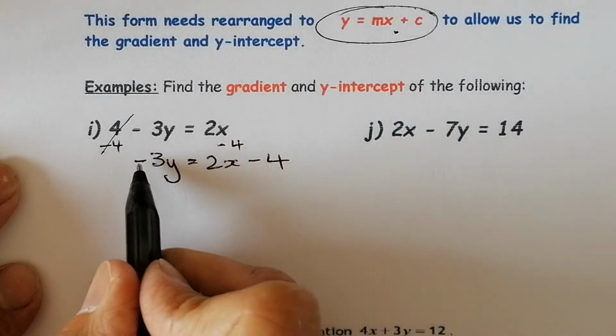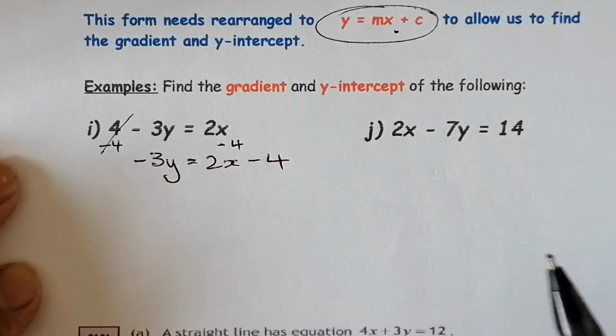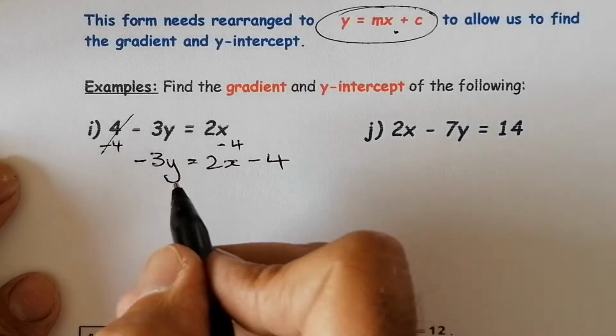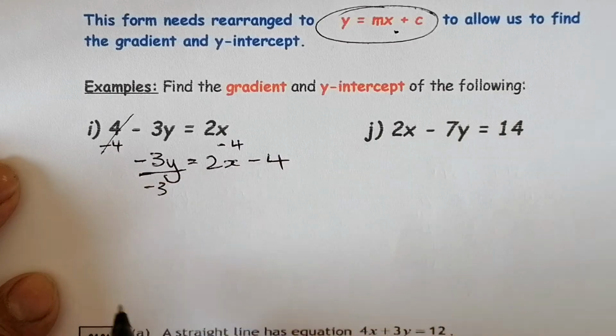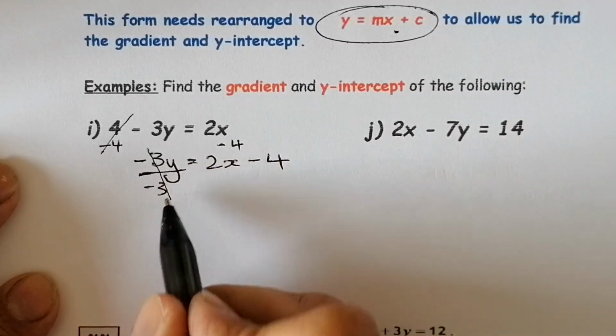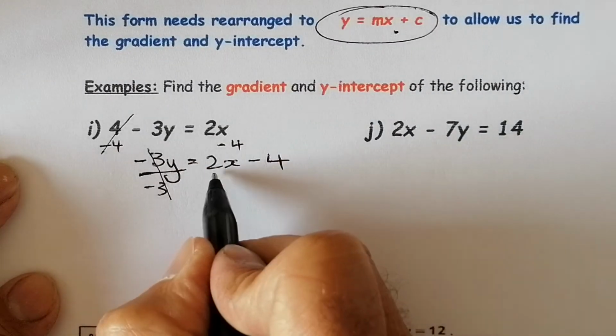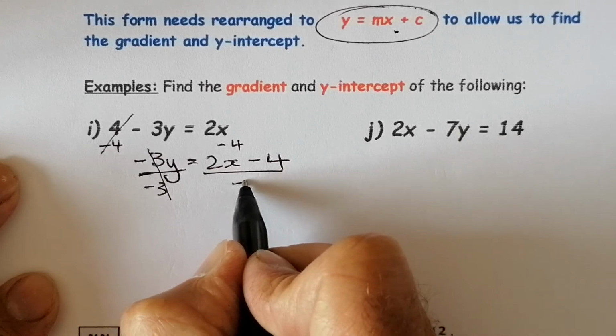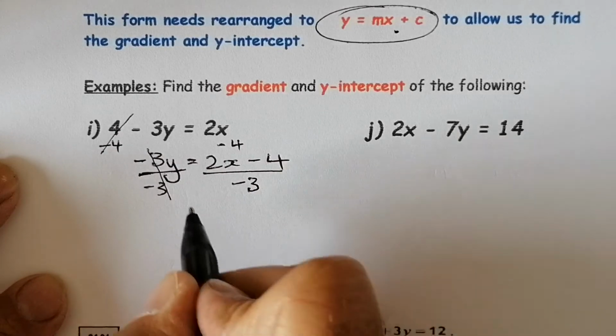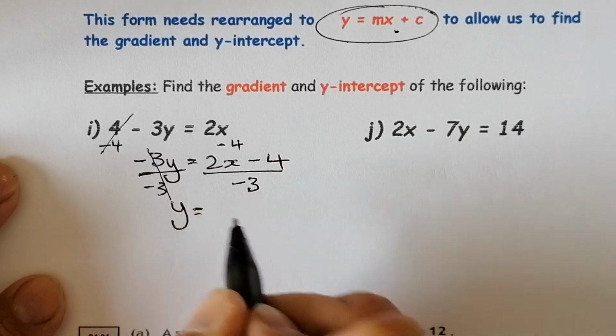Okay, so I've got a minus 3 here now. So what I'm going to do is divide everything by minus 3. Okay, that'll eliminate that there. So that leaves me with y on the left hand side, and I'm going to divide this side by minus 3. So just be a wee bit careful on this one here.